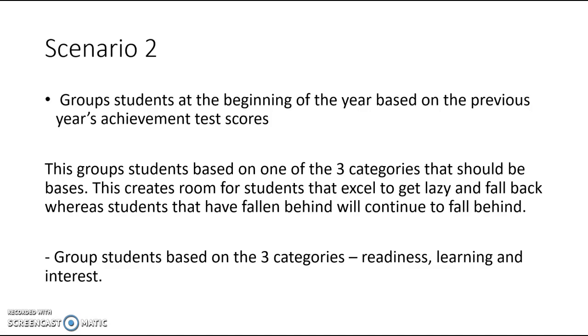This says that we are grouping students at the beginning of the year based on their previous year's achievement scores. Now, this is based on one of the three categories again. Basically, we are splitting them up and completely basing them on their readiness. We're not even basing them on the readiness of their current path, but on how they were last year, which can completely change over a summer break or a break. And this also hurts those that are excelling in the category.